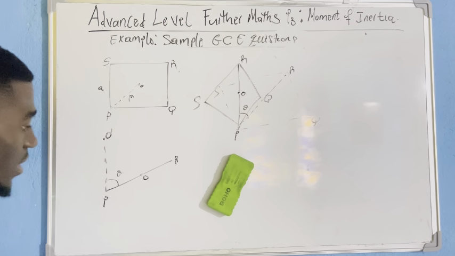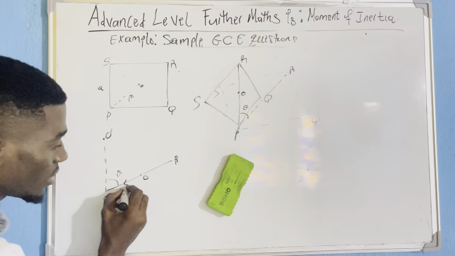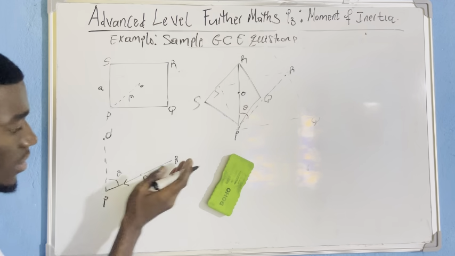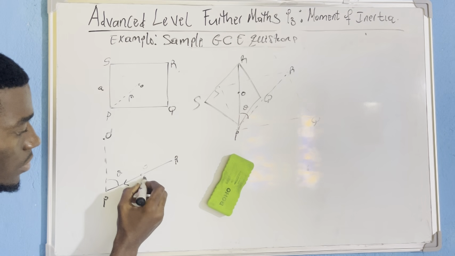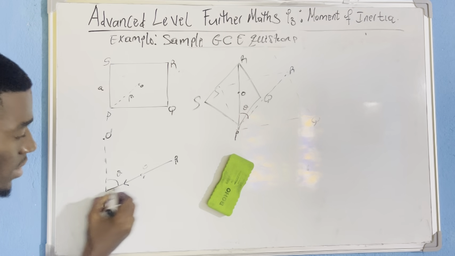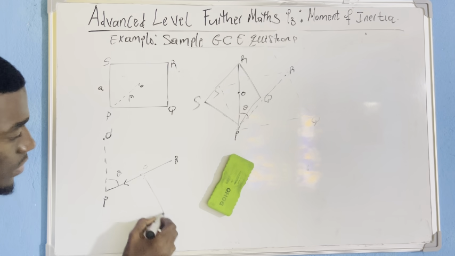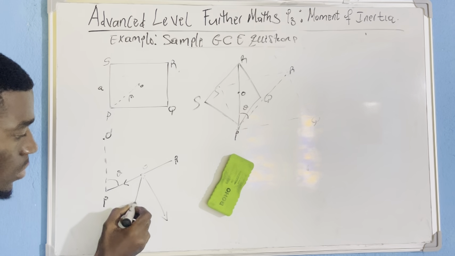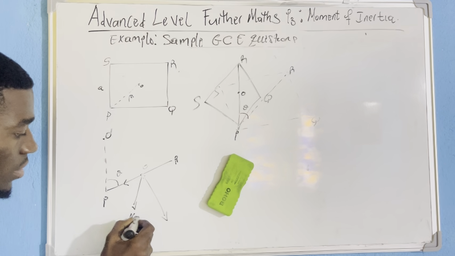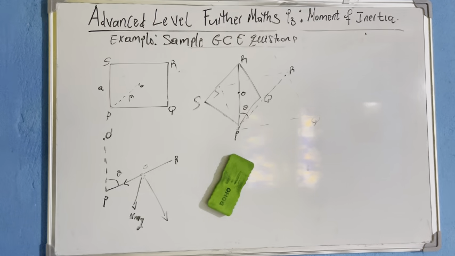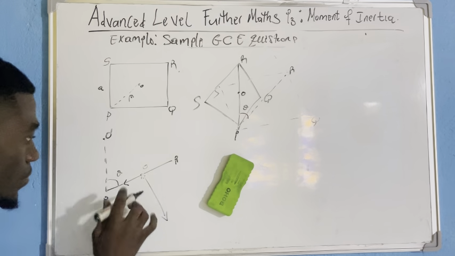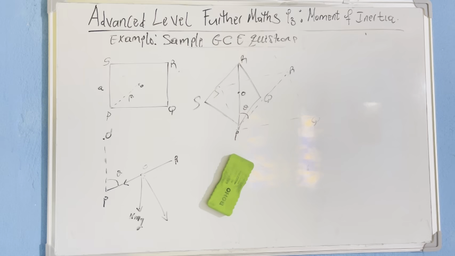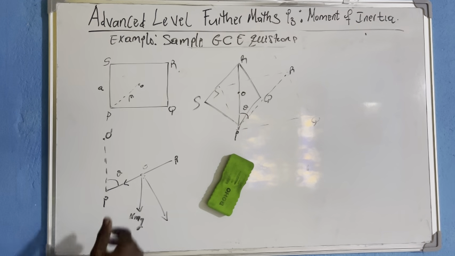Okay, so you see that at the center of the laminar, there will be the weight. The weight will have two components, one acting along PR and one acting perpendicular to PR, like this. It means that this is the weight, the weight kmg. One acting perpendicular to PR, and one acting along.